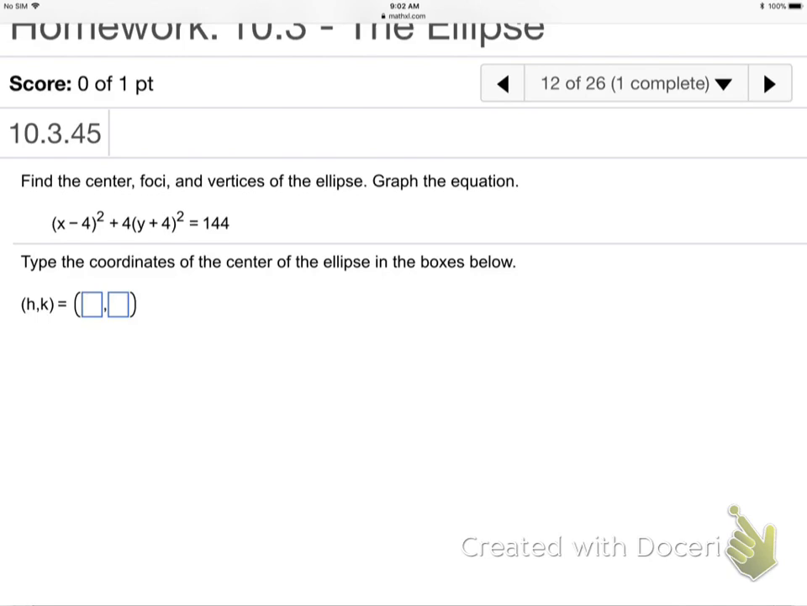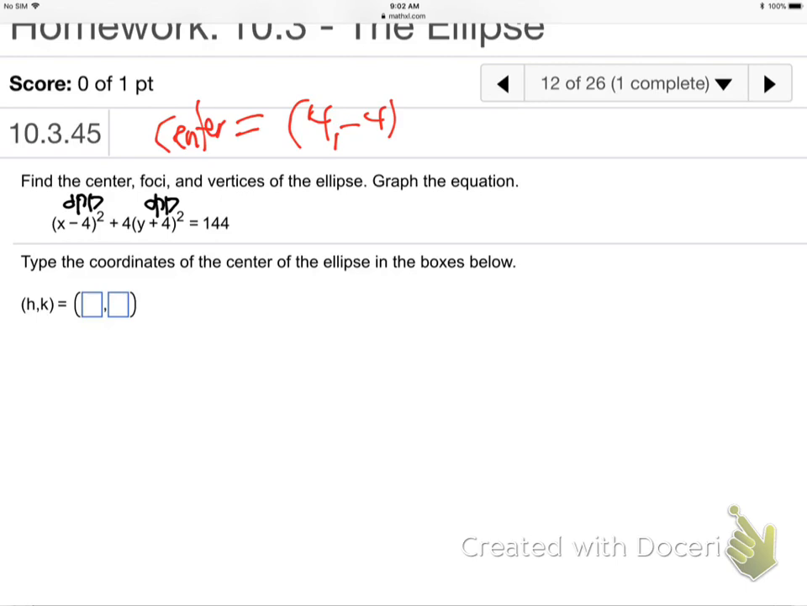All right, so what's the center of this thing? The center, yeah, because remember for center we always do opposite. And so that's the center, opposite. So what's the center of this thing? Positive 4, negative 4. That's the center. Remember how the center is always the opposite of the stuff that's in the equation.